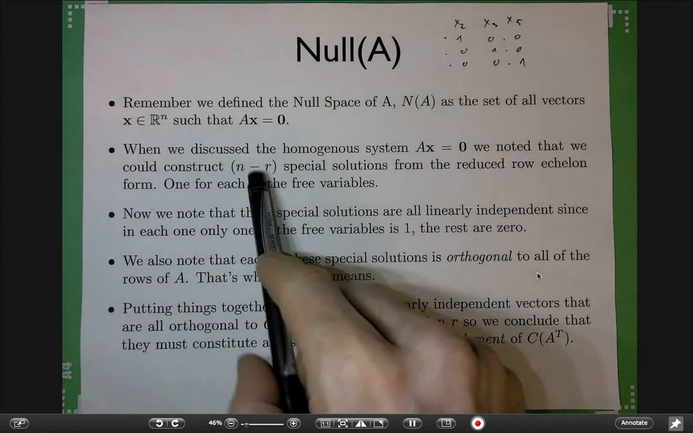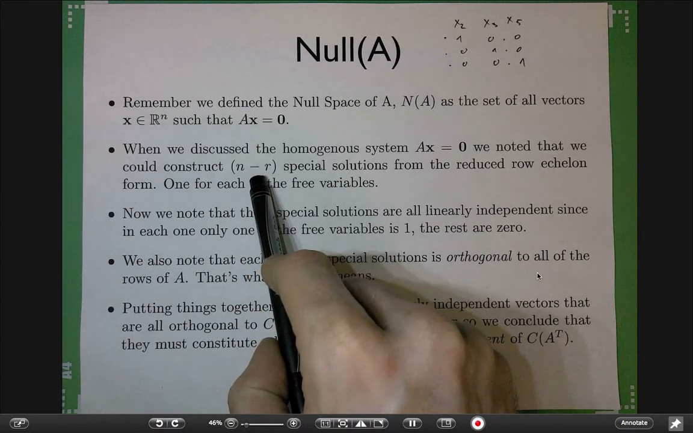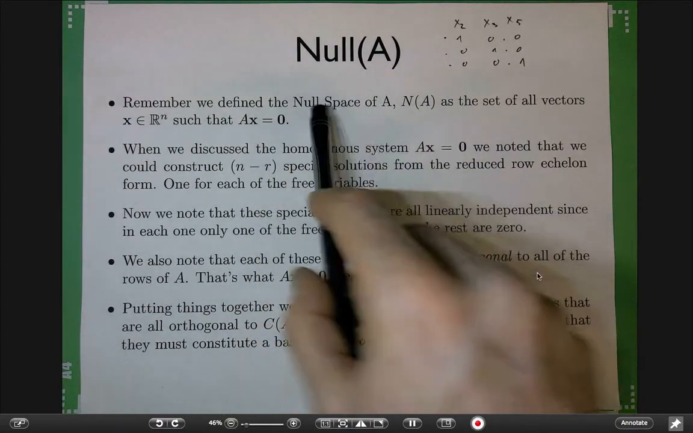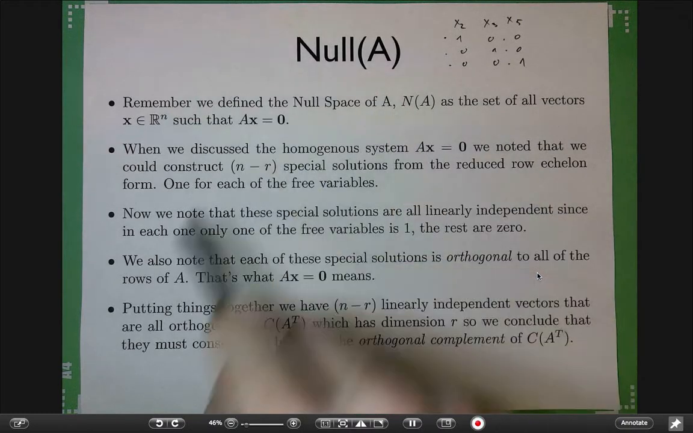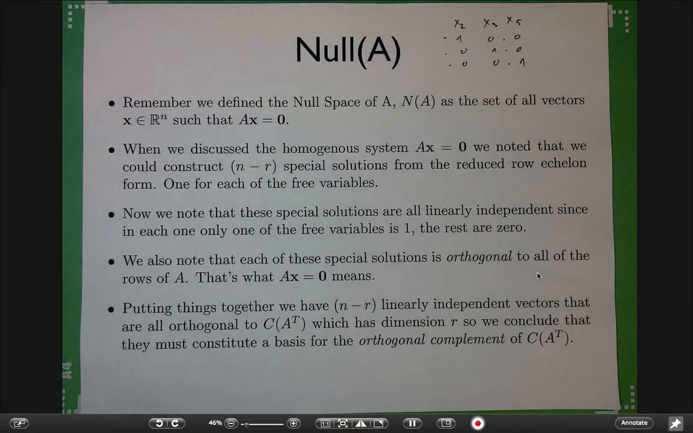Which implies that the dimension of the null space is n minus r. So the number of columns of A minus the rank. That's the dimension of the null space.